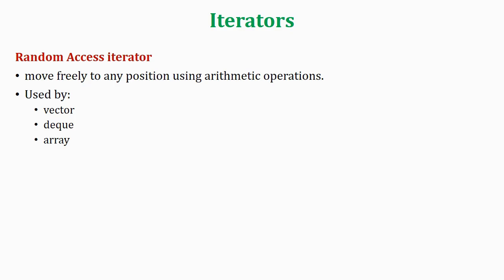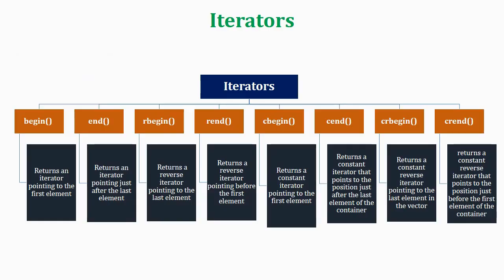deque, and array. Next, what are the functions associated with the iterator? We will discuss one by one. First, the function begin. It will return the iterator pointing to the first element. The next one is end. It will return the iterator pointing to after the last element. The next one is rbegin. It will return the reverse iterator pointing to the last element.